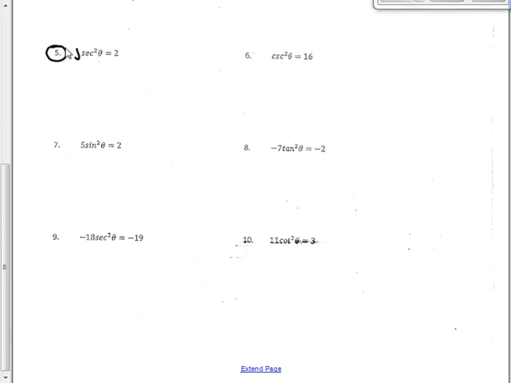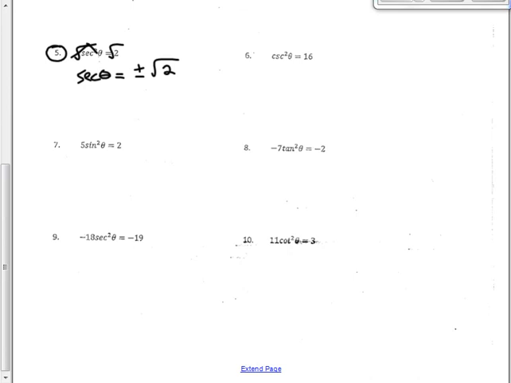So I've got a secant squared. I want to take the square root of both sides. The square root is going to cancel the squared, and I get secant theta equals, when I do a square root, I get a plus and a minus, the square root of 2. Now the square root of 2 isn't a very nice number, but that's okay. It's not that big a deal.